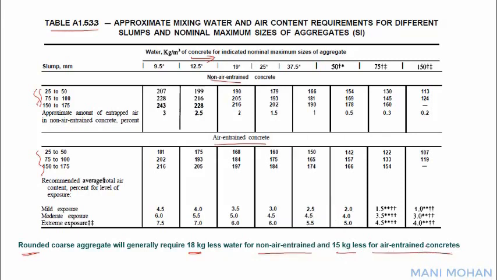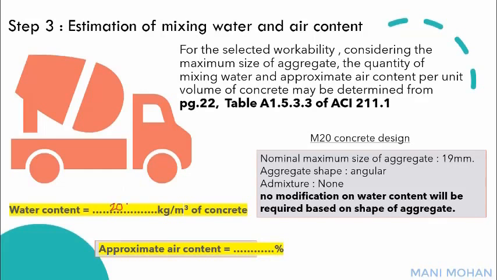for air entrained concrete. For our design mix concrete, which is a non-air entrained concrete, the nominal maximum size of aggregate is 19 mm with workability in the range of 75 to 100 mm slump. So our water content per meter cube of concrete will be 205 kg. So the trial water to be added on the concrete can be 205 kg. Also, we can estimate the approximate amount of entrapped air which is going to be present in the mix design concrete. It can be considered as 2%. So the water content requirement is 205 kg per meter cube with approximate air content as 2%.